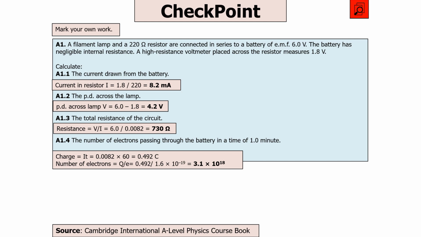Now, how can we work out the number of electrons passing through? So you work out the charge. You know from the equation sheet, charge equals current times time. Now, 1 minute we convert to 60 seconds, so we get 0.492 coulombs. So therefore, to work out the number of electrons, you work out the total charge divided by the charge on one electron, so you get 3.1 times 10 to the 18 electrons.